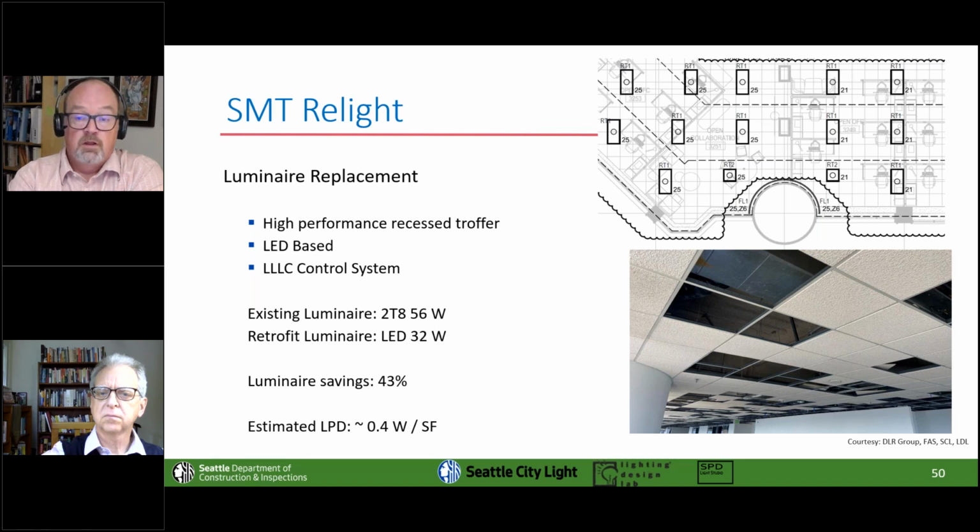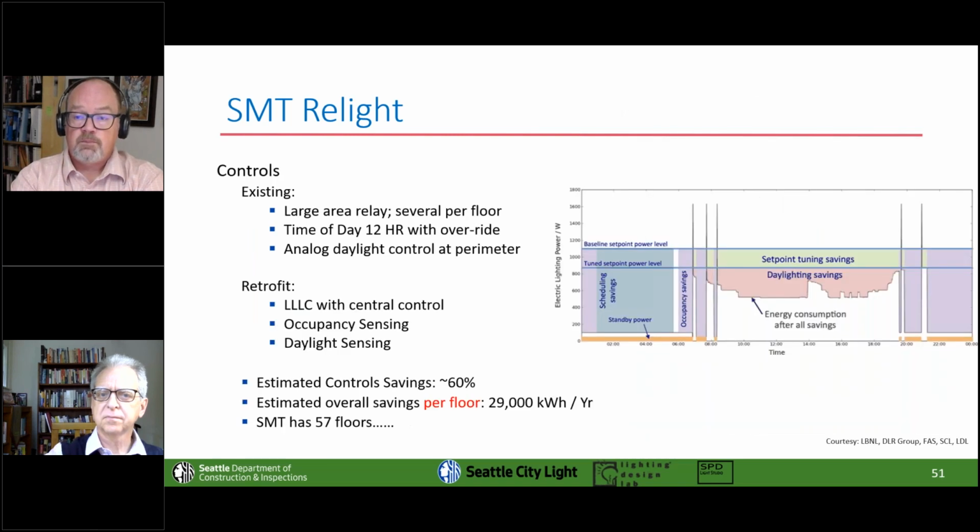Great group of folks. The existing 2x4 luminaires were two T8 56-watt fixtures. The retrofit luminaire is LED based, using 32 watts. So the luminaire savings alone is about 43% over what was there. And the overall estimate is about 0.4 watts per square foot, somewhere in that range, versus 0.51. So this is the city actually going ahead and doing what they said they should do. Next slide, Duane. Actually, let's go back to one.